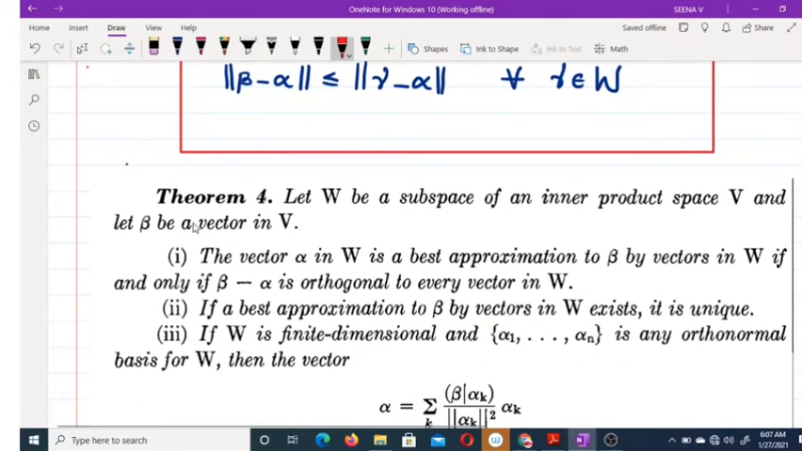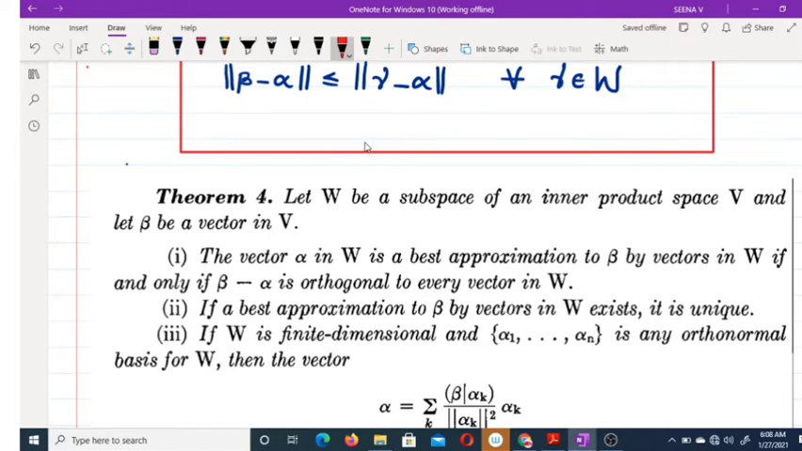Now moving to one of the most important theorems. All these results are very important. If W is a subspace of an inner product space V and let beta be a vector in V. Listen carefully. Let W be a subspace of an inner product space V. Clear? And beta is a vector in V. The vector alpha in W is a best approximation to beta by vectors in W if and only if beta minus alpha is orthogonal to every vector in W.